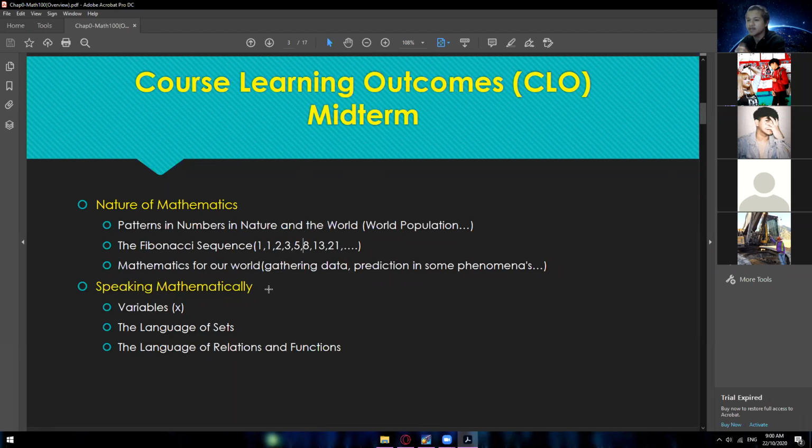Okay? And then second one is language of sets. So marami tayong klase ng language of sets. We will discuss this one soon. And then for the third one is language of relations and functions. Okay? Like ano bang comparison with this set from this set? Okay, what is the relation, and then is it a function? Okay, and so on and so forth.